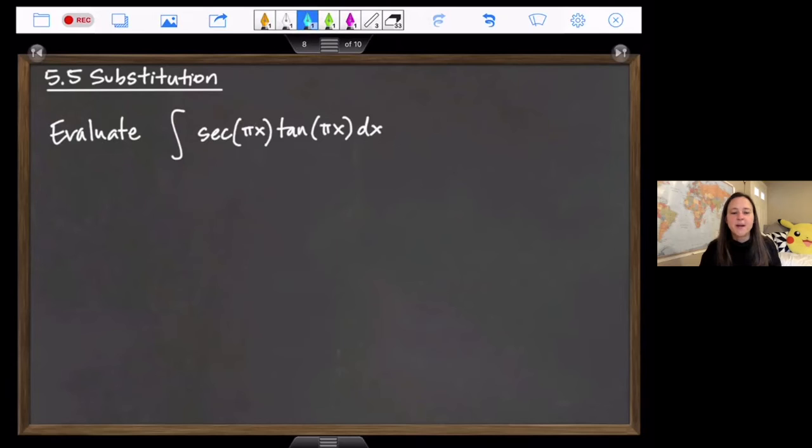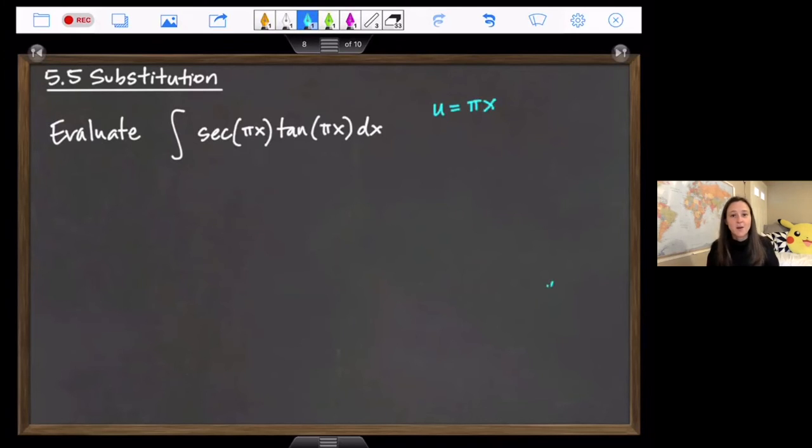Integral of secant pi x times tangent pi x dx. Again, when you're trying an integral by u substitution, you're picking u to be the inside function. The only thing that's inside anything in this function is pi x. Secant is not inside another function. Tangent is not inside another function, only the pi x. So if this is going to work by u substitution, it's got to be u equals pi x.